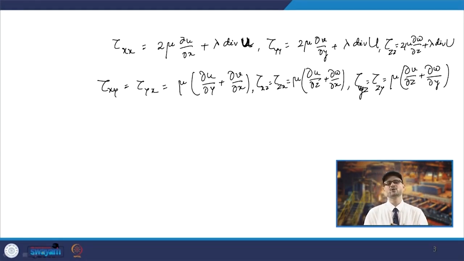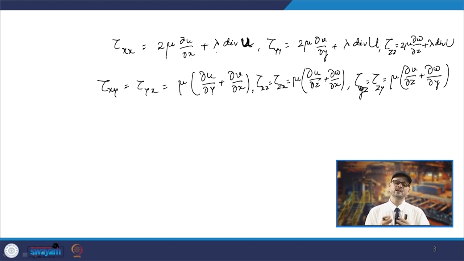The term lambda, not much was known about it earlier, but its effect is said to be very, very small as compared to mu, and it is normally taken to be about minus 2 by 3 mu. This was basically suggested by Stokes. He was also a researcher, and there is a book on his name also. So he suggested the value of lambda as minus 2 mu by 3.